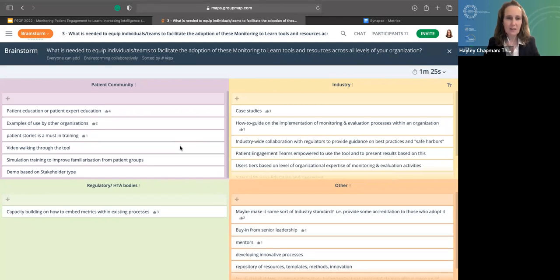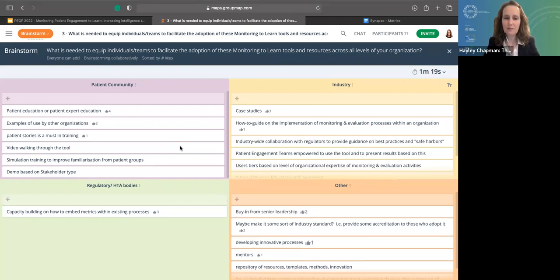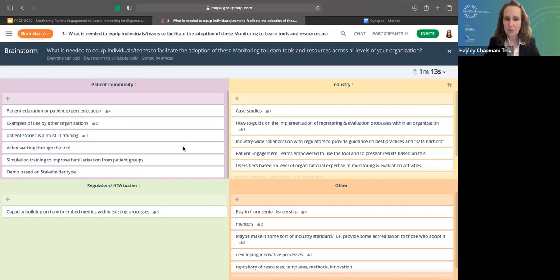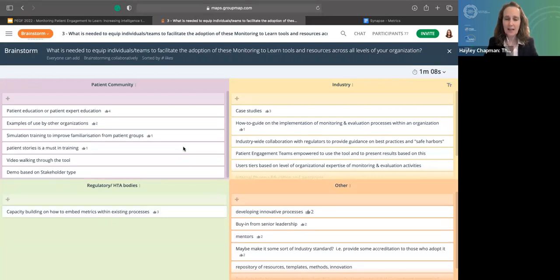As we mentioned right at the beginning of this session, this is really a great opportunity for us to hear from the different stakeholders, the different perspectives, what's really important and how we move forward beyond just the metric selector, a fabulous tool in and of itself, and take that to the next level and really start to further engage at an organization, potentially at a sector level, in terms of patient engagement and monitoring to learn as well. So if we can go back to the slides now, please.